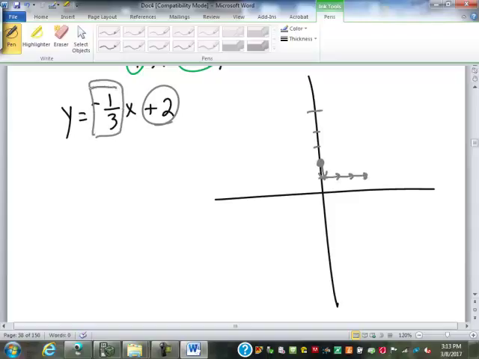The top number is my rise. That also takes my positive or negative. So it's a negative 1, means I go down 1. And the denominator is my run of 3, so I go over 3. So there's my second point. There's my line.